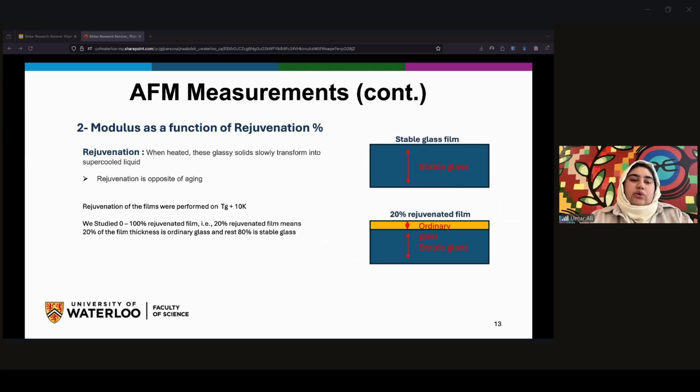So for the rejuvenation, we heat a stable sample, and it slowly and gradually forms an ordinary glass. It transforms into an ordinary glass. So when I say we have studied 0 to 100% rejuvenated film.